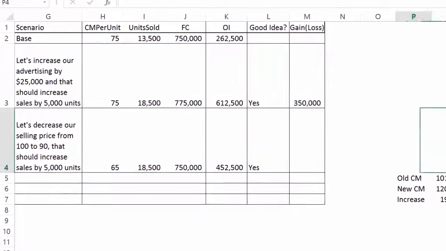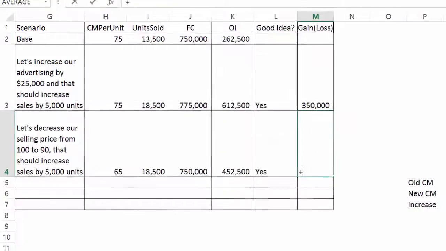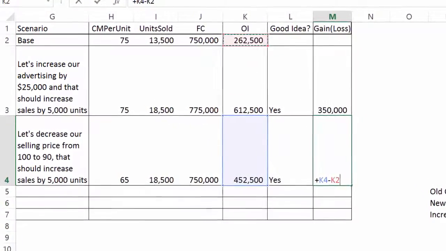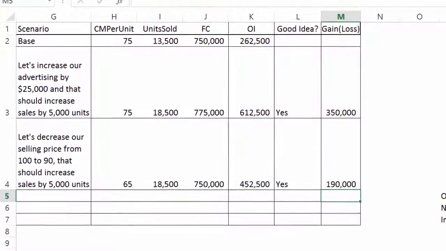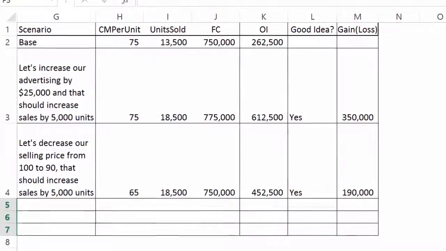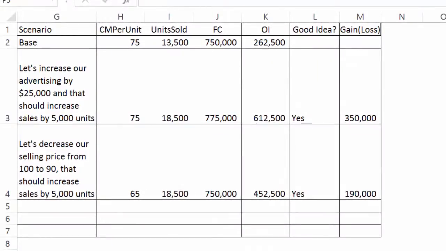So let's see if that is what we have here. This is our new, this is our old, and there's the change. It's a change of $190,000. So that is also a good idea.